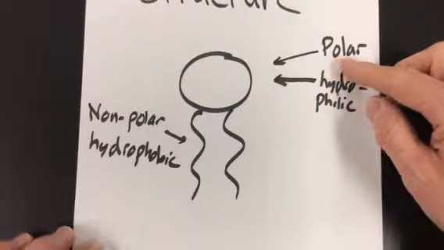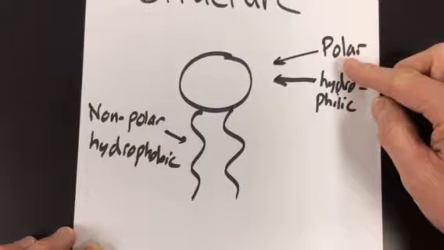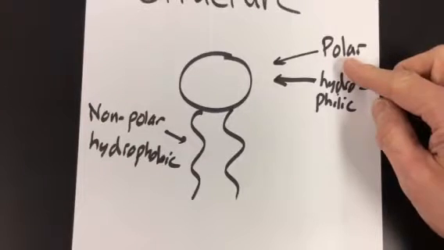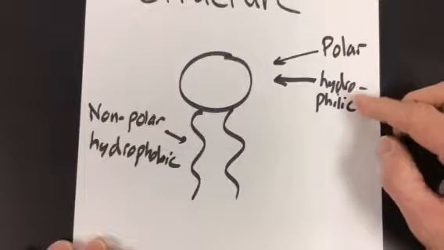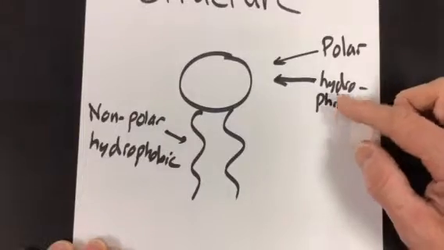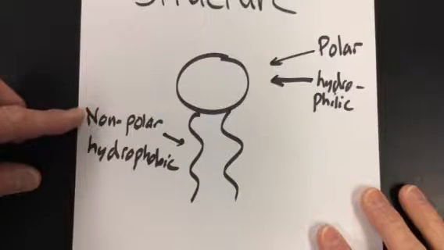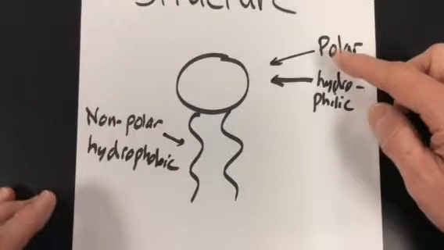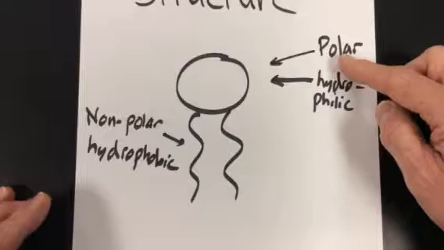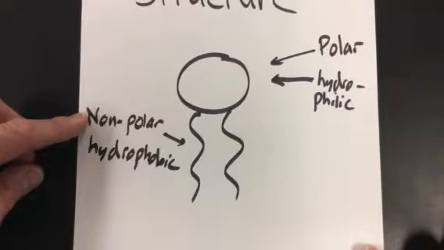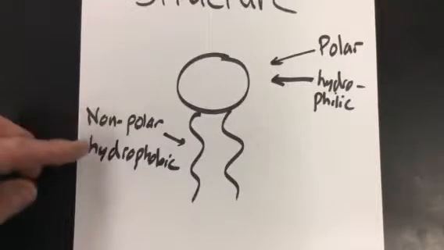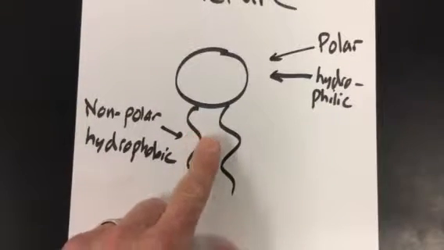Okay, so polar, what polar means is that it has some sort of charge or an imbalance of charge, and hydrophilic means that hydro, water, philia means to love, so it loves water. So this part here likes to be in water all the time. Over here, non-polar, so if polar means it has some sort of charge or imbalance in its charge, non-polar means it's generally neutral or symmetrical. And hydrophobic means that it fears water, so it tries to avoid water at all costs.